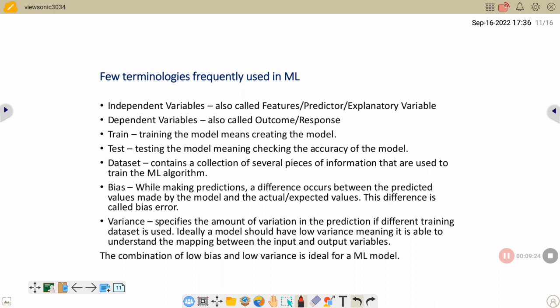What is the dependent variable then? It is the outcome. In this case, the outcome is the price of the flat. So that is also known as outcome or response. These are the terminologies you will find in textbooks.